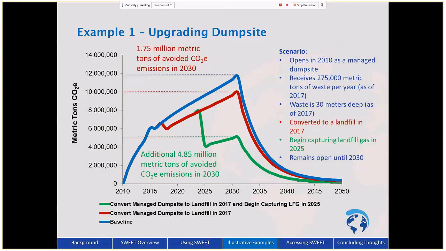And then lastly, if we consider an additional change where we begin capturing landfill gas in the year 2025, we could achieve an additional 4.85 million metric tons of avoided CO2 emissions in the year 2030. So if you look at the year 2030 and you compare the green scenario to the blue baseline scenario, we've reduced annual emissions by more than 50%.